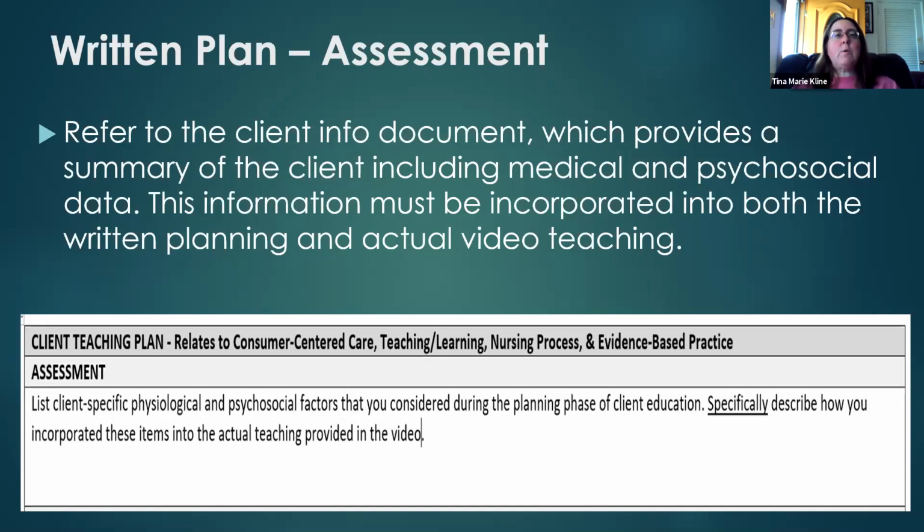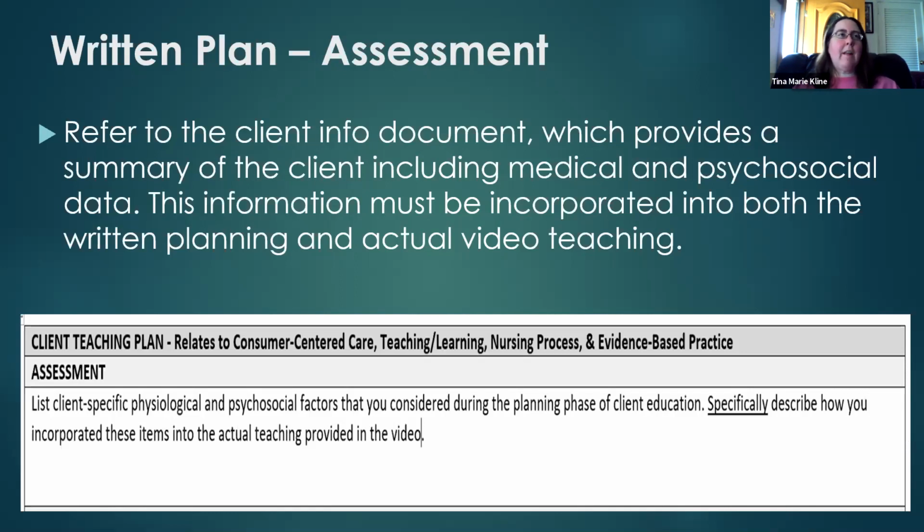It hits into assessment, but it really hits the consumer-centered care and how you are going to plan and tailor this education specifically to her. So 5 items on the written part, 4 items need to be evident within your video.